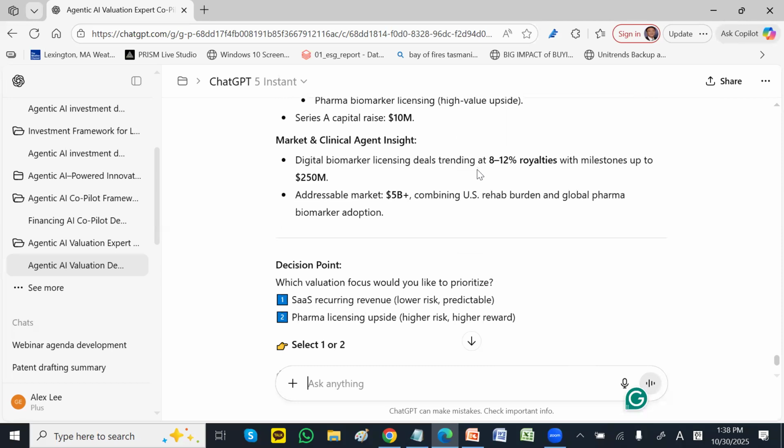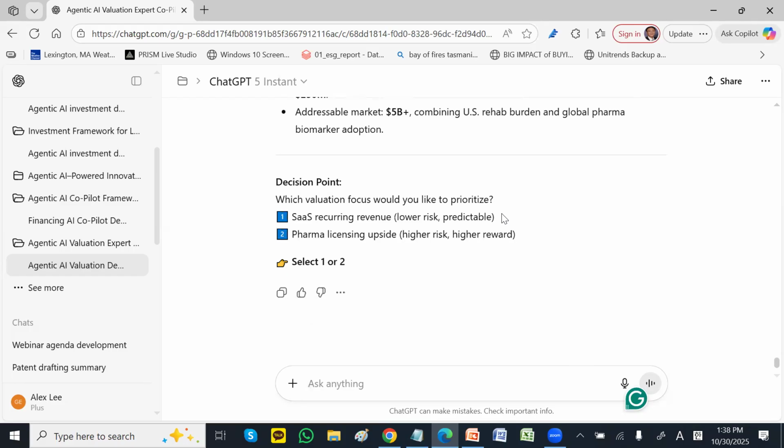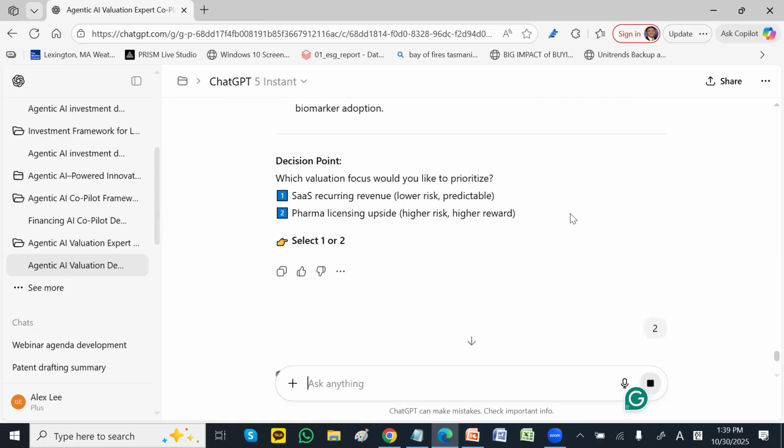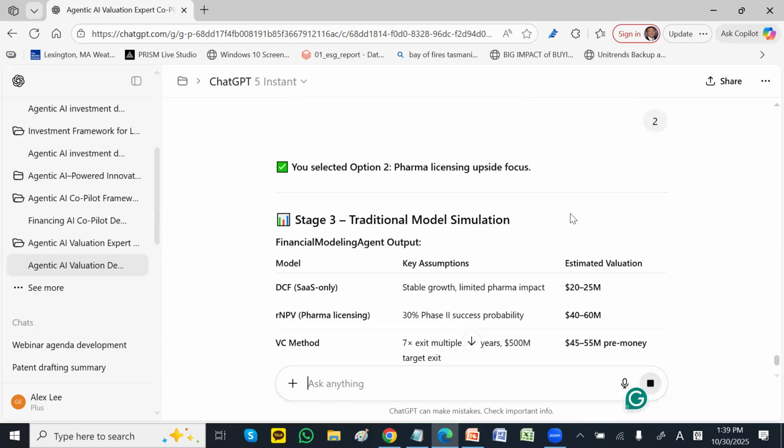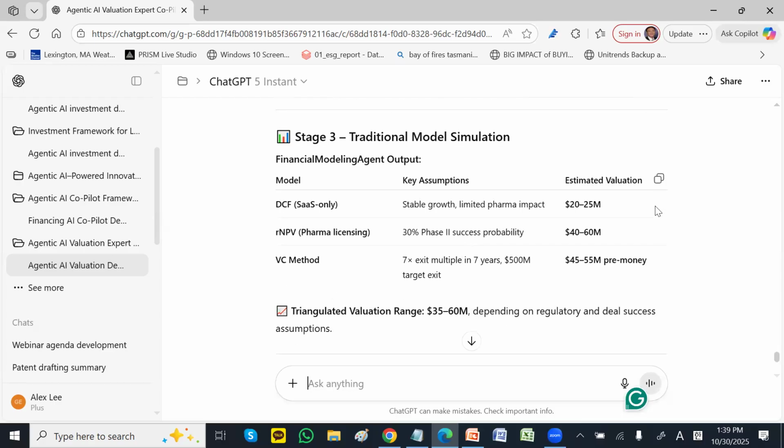And then there is a market, and licensing there, and there was some market performance. So they want to decide whether to value on SaaS recurring revenue, because they want to value through their revenue generation potential or other things like that. So maybe just to pick one, it gives you the pharma licensing kind of thing.